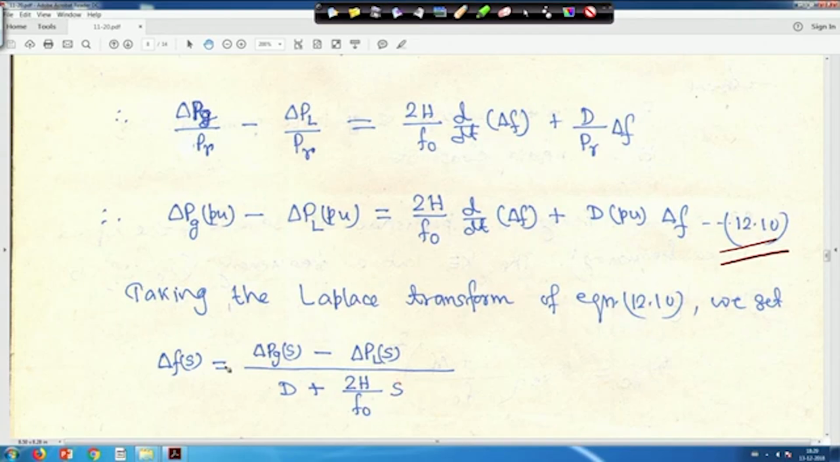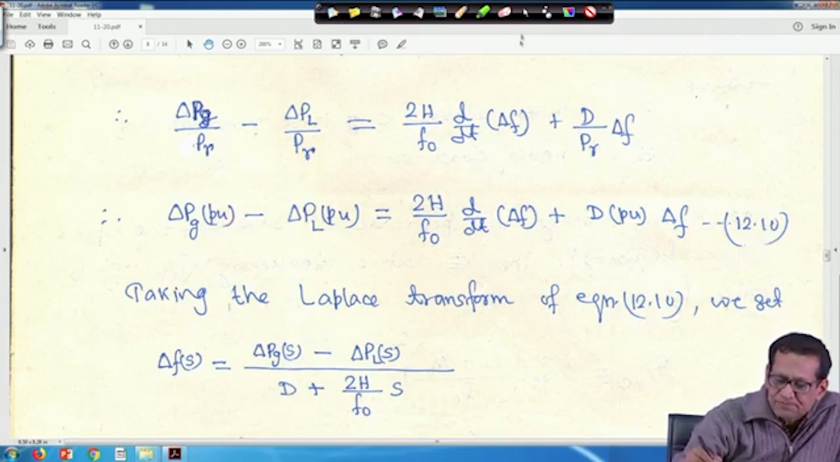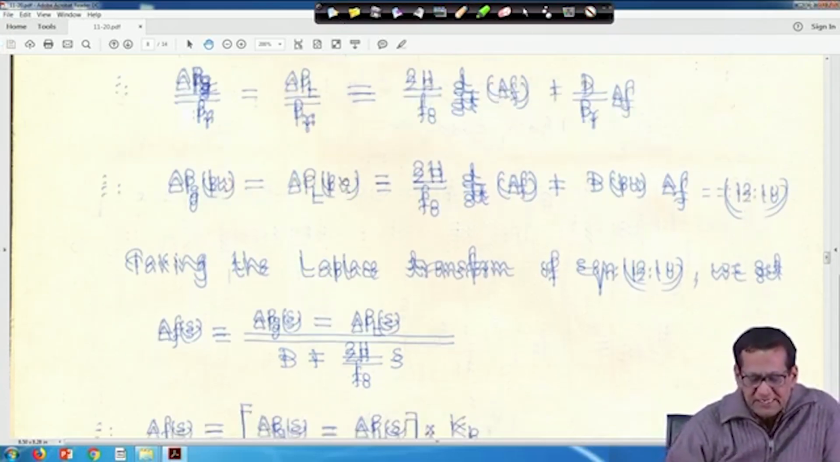Later, these are all per unit, so here we will not mention per unit again and again. It is understandable that from this point onwards everything is in per unit. If anything is in real units, it will be discussed. So this is your delta F.